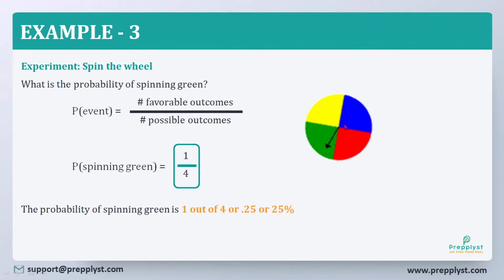Now let's spin a wheel. You can see 4 colors here. What is the probability of spinning the green color? There are 4 colors, so when you spin, you can either get a blue or a red or a yellow or a green. So there are 4 possibilities. You can get any of the 4 colors. But what is the possibility of getting a green? 1. So my answer is 1 by 4, which can also be written as 25%.